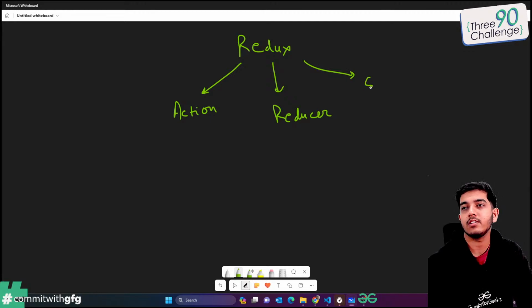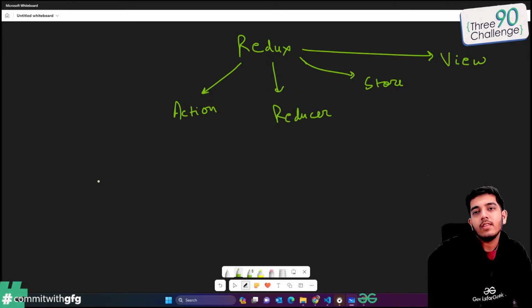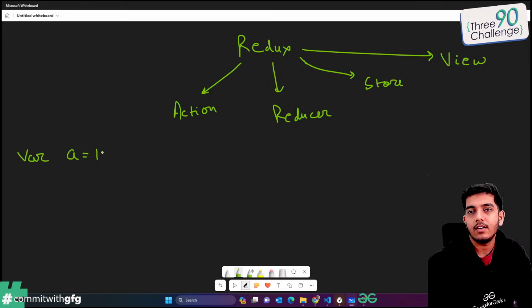Which we already discussed, the store. And one more thing, that is view. View is like when you want to get the value. Suppose there is a value a. I'm just going to say there is a variable in JavaScript where a equals 10. This is a variable.